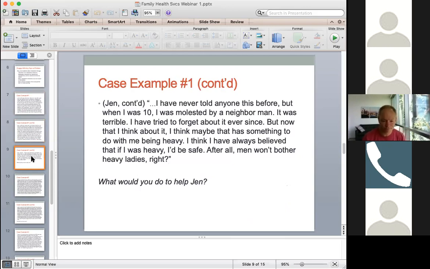So, the question for you all is, what would you do to help Jen? And referring her out to work on that trauma is not included in the options here. What would you do to help Jen?